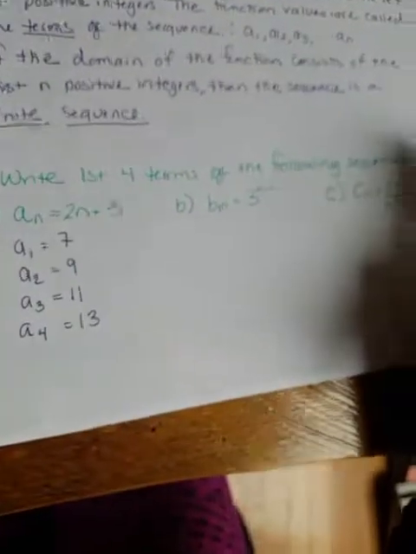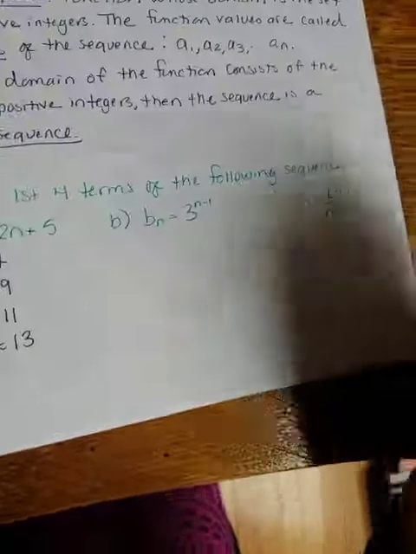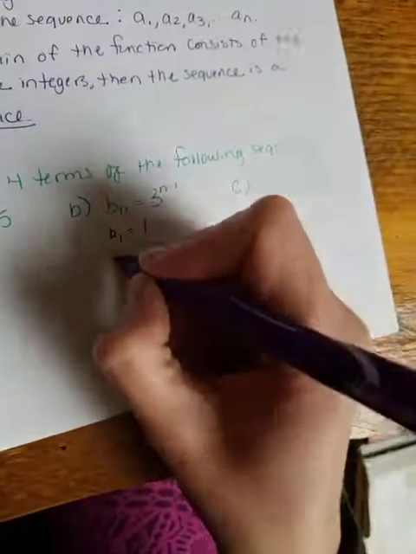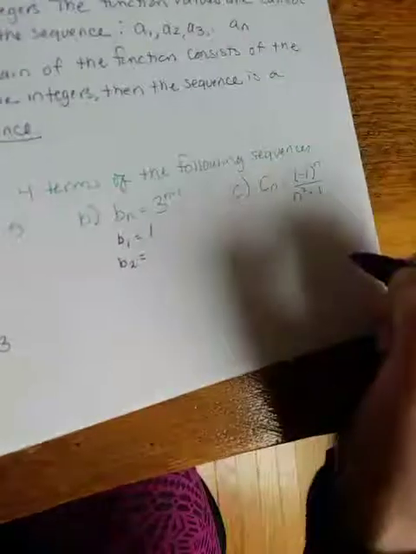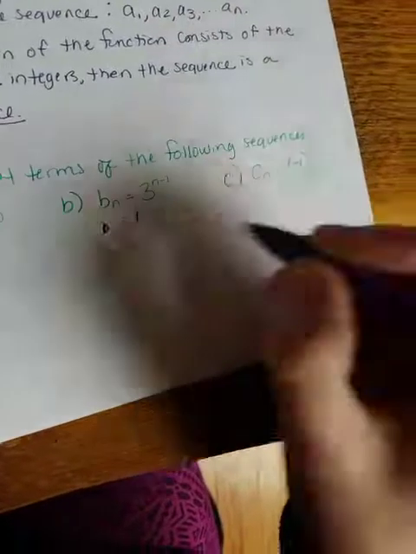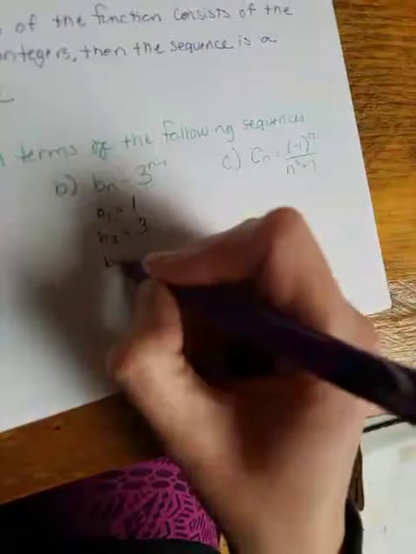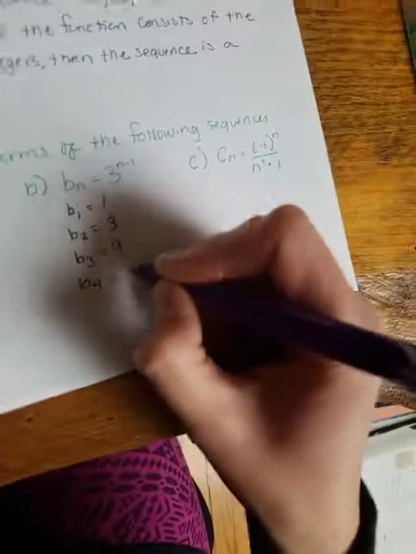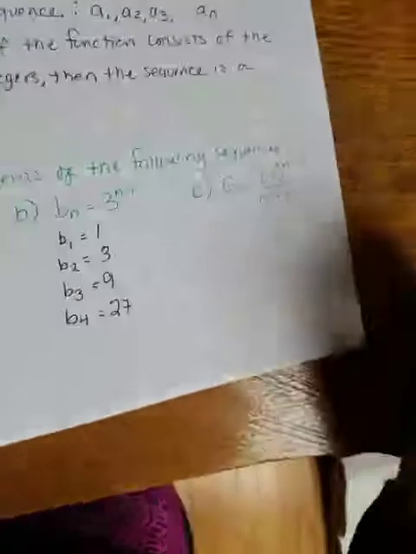Those are your answers. For part B, same difference here. So b sub 1 is going to be 3 to the power of 1 minus 1, which is just 1. B sub 2 is going to be 3 to the power of 1, which is 3. B sub 3 is going to be 3 squared, which is 9. And b sub 4 is 3 to the third, which is 27.